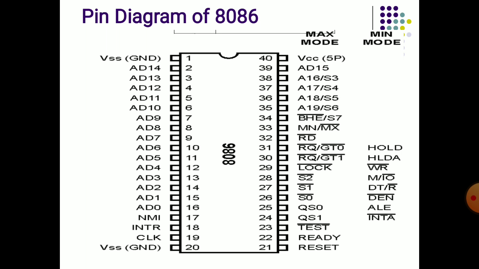The main thing is that the 8086 microprocessor can operate in both minimum mode operation, that is single processor mode, and maximum mode operation, that is multiprocessor mode. Only the 8 signals from pin number 24 to pin number 31 will change. During single processor mode there are some signals, and in multiprocessor mode there are other signals. The remaining 32 pins are common whether the 8086 microprocessor operates in single processor mode or multiprocessor mode.